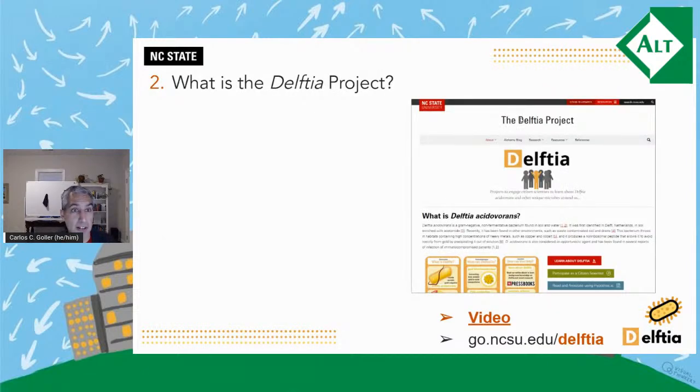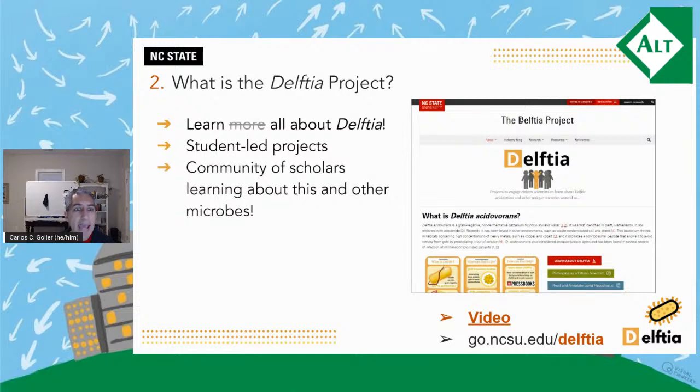So what is the Delftia Project? After learning a little bit about the microbe, we really were intrigued that not much was known about it, yet it precipitates gold. It may not make us rich, but it has really intriguing properties. So the Delftia Project became this WordPress site run by students, and I have a screen capture on the right, where we really wanted to learn all about Delftia. Student-led projects, driven by a community of scholars wanting to learn more about this and other microbes. And I provide a link to this student-driven WordPress site.